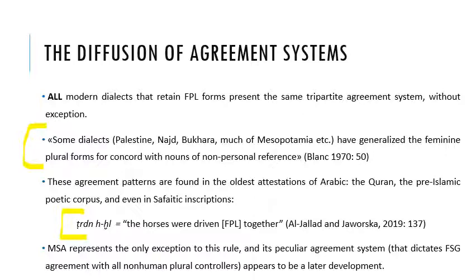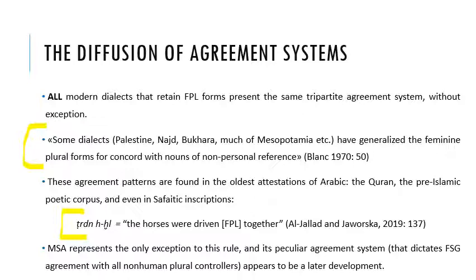Now, I don't want to enter the debate here about whether or not Safaitic is to be considered Arabic. I agree with Ahmad Al-Jallad on this point, that this is mostly a matter of terminology. If this is not yet or not fully Arabic, then it is something very, very closely related to it. And I think this at least proves that these agreement patterns are very, very old. So, as you can see, this agreement system is attested almost everywhere across space-time.